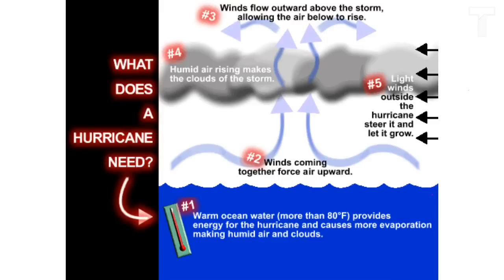The winds, since we're talking about a low pressure system, come together and force the air upwards, and that wind flows outward above the storm, allowing the air below it to rise. From there, humid air that's rising creates more clouds, and then you have winds from the outside steering the hurricane in whatever direction it goes and also allowing it to grow because it's moving across warm water.